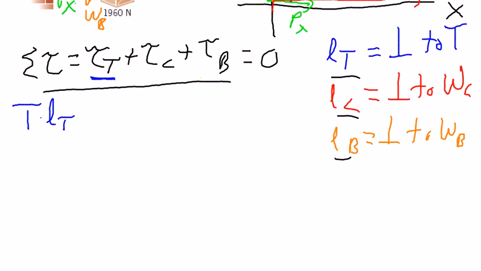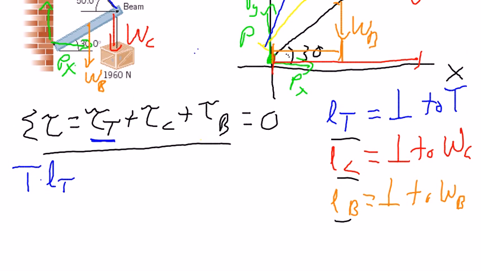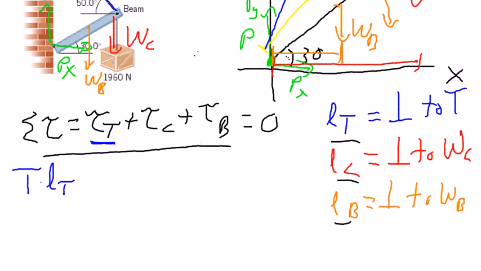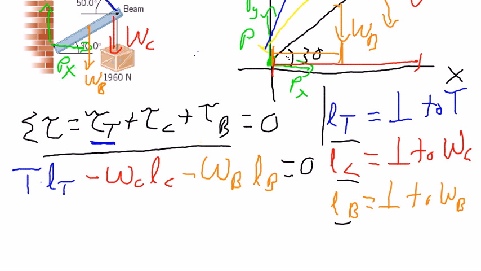So, continuing on, now that we have LC and LB, we can observe from our drawing that LB and LC are both going to cause clockwise rotation, so they're both going to be negative torques. So we're going to have a negative torque from the crate, which will be just equal to the weight of the crate multiplied by LC, and then we're going to have a negative torque due to the weight of the beam multiplied by its perpendicular distance LB, and the sum of all of our torques is still going to be equal to 0.